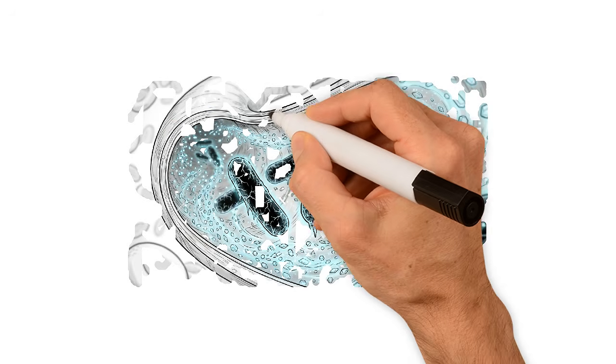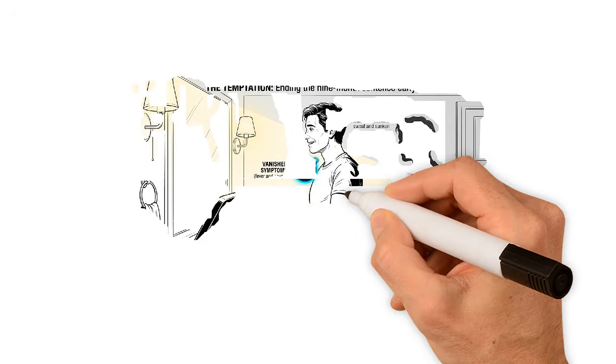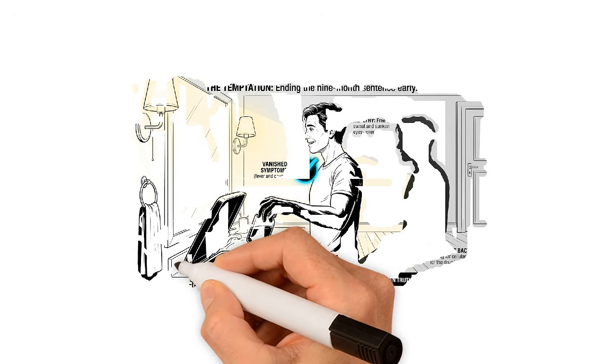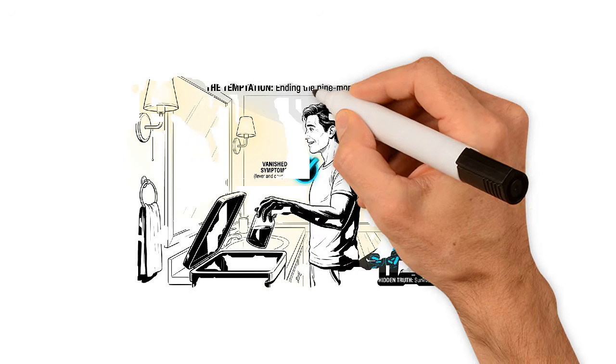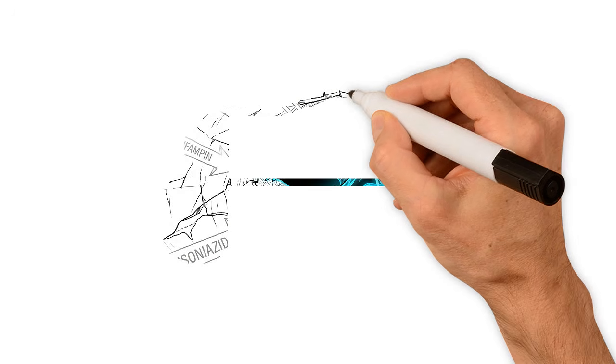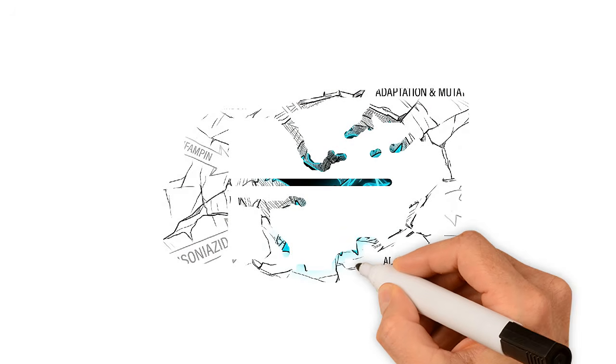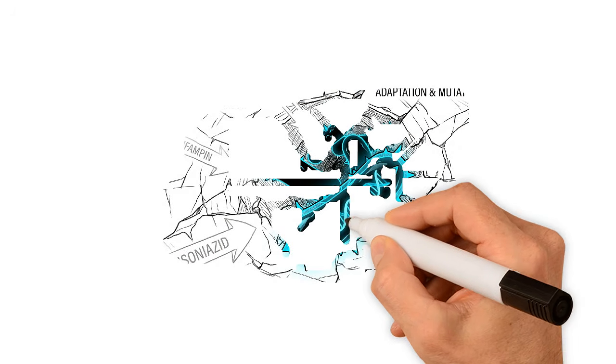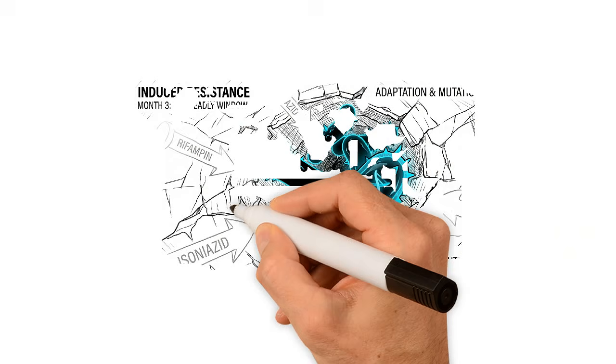Now imagine being the patient. 2 months in, your cough stops, your fever breaks. You feel completely cured. The temptation to throw away the pill bottles is overwhelming. But if you stop at month 3, the few remaining slow growers inside the granuloma survive. They've been exposed to the drugs. They adapt. They mutate. You've just created MDR-TB, multi-drug resistant tuberculosis.